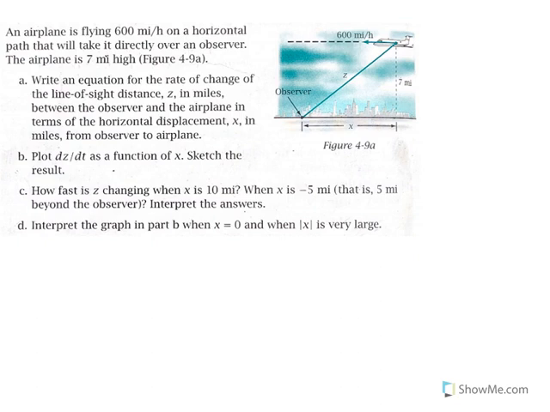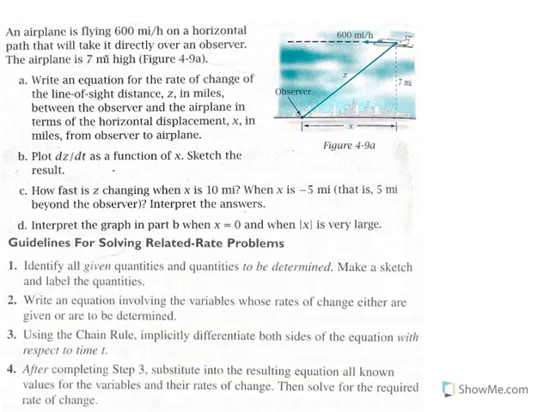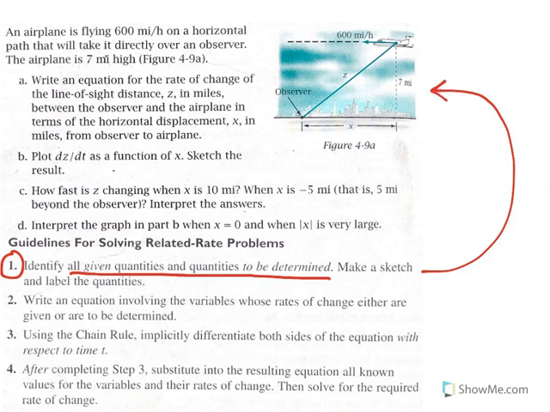This is example 1 from the textbook, and here's the problem. And I just added the guidelines for solving related rates problems so you can see how we apply them for this particular example. So we need to begin by identifying all given quantities and quantities to be determined. Make a sketch and label the quantities. In this particular problem, a sketch is already provided, so we don't have to do that. But we do want to label any quantities that perhaps are not already labeled.